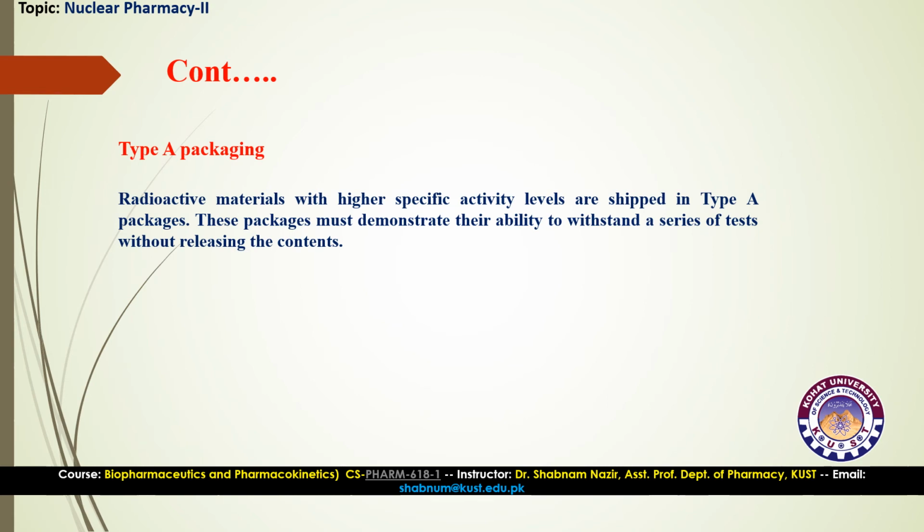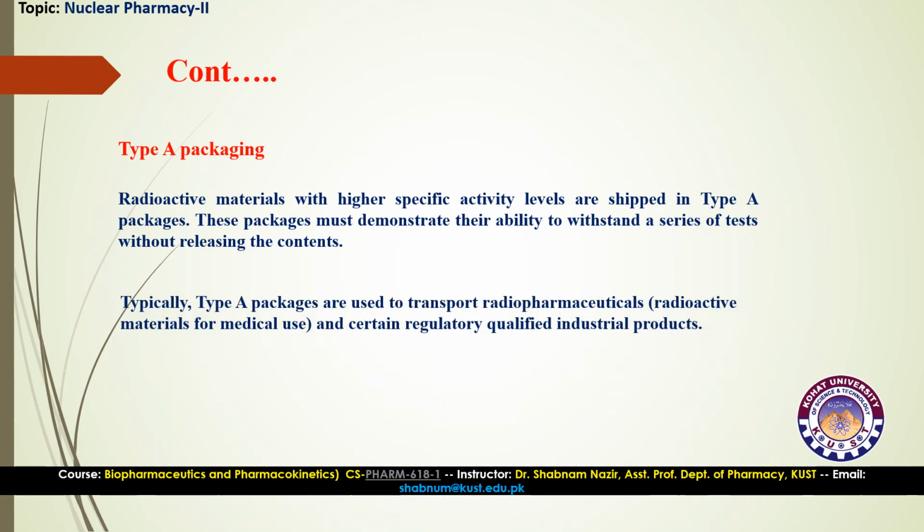Now, the requirement for type A packaging is that it should demonstrate its ability to withstand a series of tests without releasing the contents. Because usually the materials being transported with the help of type A packaging are not the clothing or the samples, but the actual radiopharmaceuticals or radioactive materials which are being used for medical use, maybe for treatment or maybe for diagnosis. So definitely the radioactivity level would be higher. For this purpose, type A packaging is used.